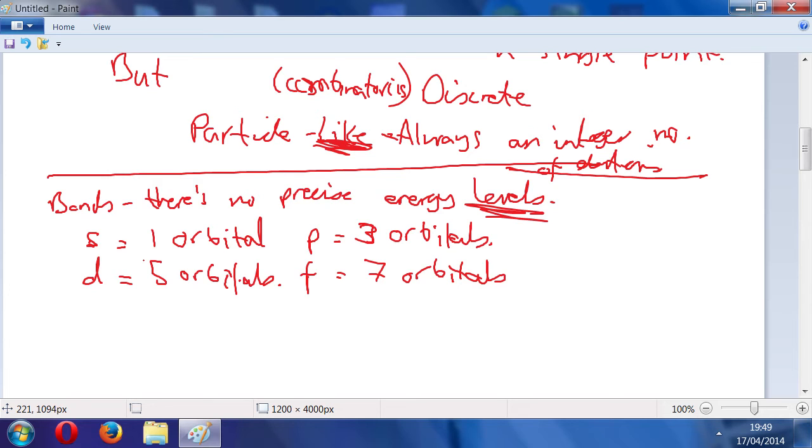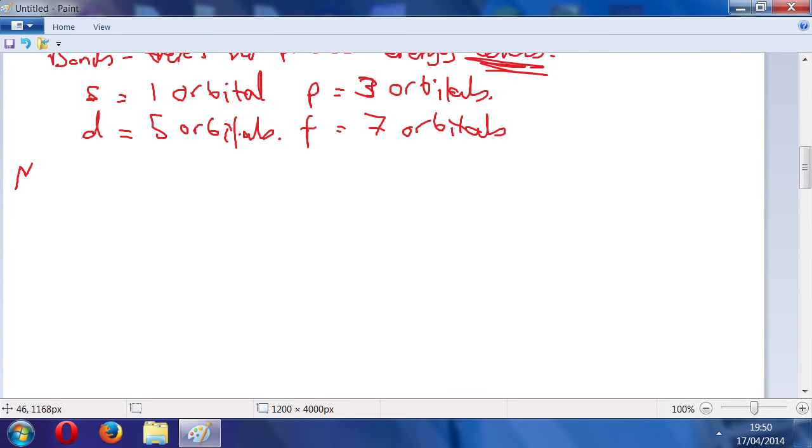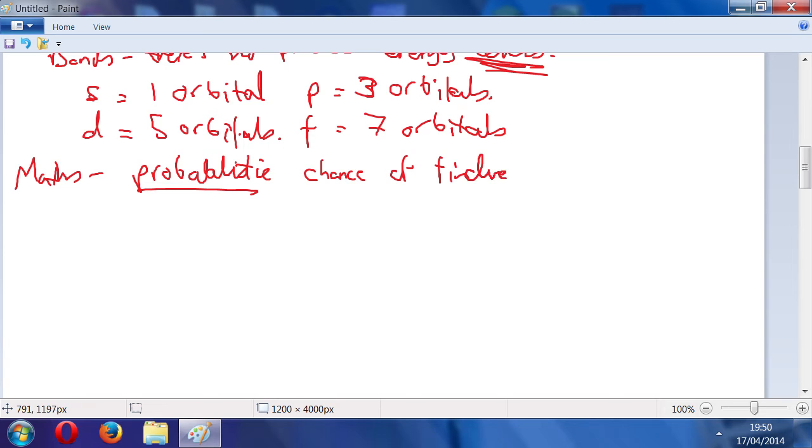All right, so yeah. And I get a feeling the maths is probably probabilistic. It's the chances of finding that electron.